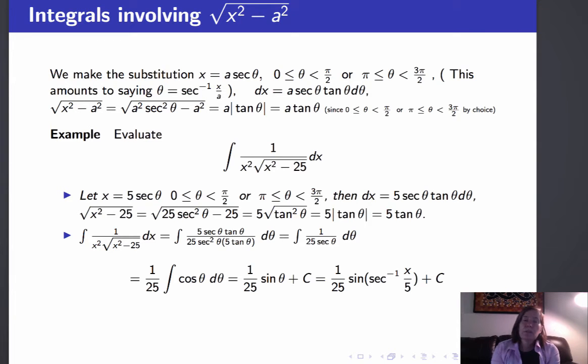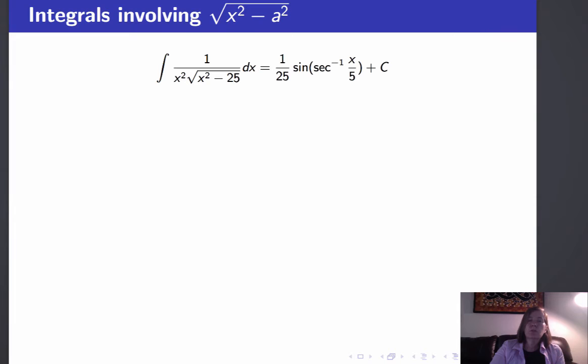We were given the integral in terms of x, so we have to convert back to x's. So theta is secant inverse x over 5, and our answer is 1 over 25 sine of secant inverse x over 5 plus c. Now we're going to use our triangles to see if we can get a simpler expression in x for our answer.